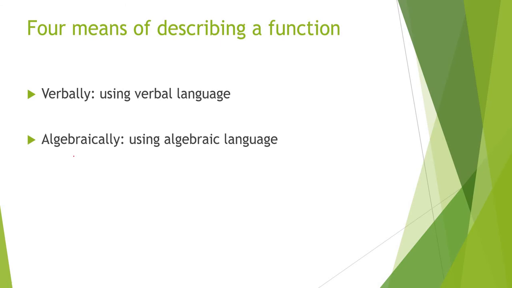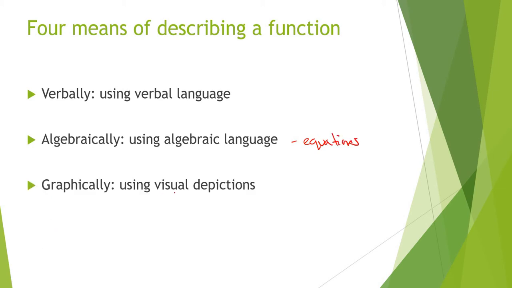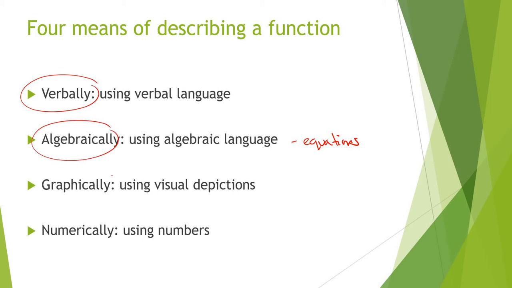All right, so in calculus there are four ways that we use to describe a function. The first is verbally, using words. The second is algebraically, using algebraic language. That means using equations. The third way is graphically, using a visual depiction, and numerically, using numbers. So the four ways of describing a function, and you will need to be able to do all four of these as we move through the year.